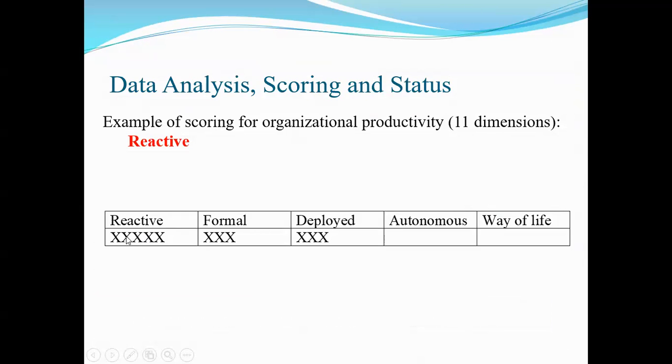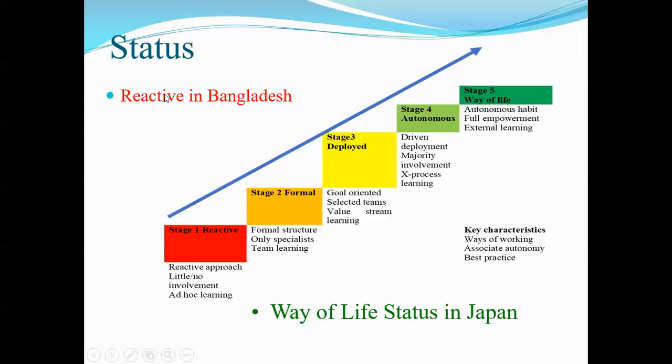So reactive is 5, formal is 3, deployed 3. So this organization shows the reactive status. Reactive in Bangladesh, we also compare; if no data in Japan, but I think Japan is a way of life status. This is the comparison with Japan.